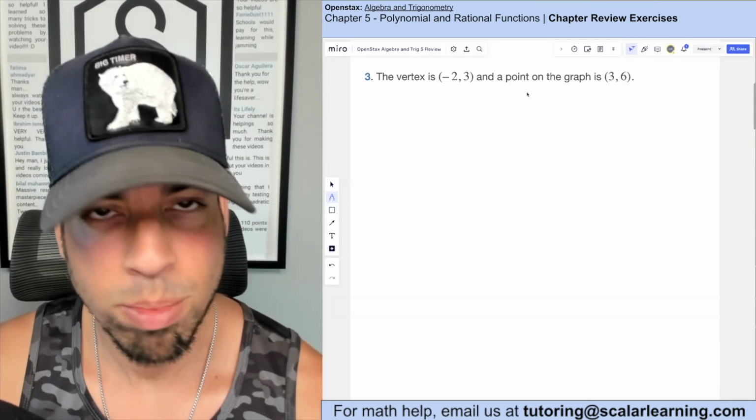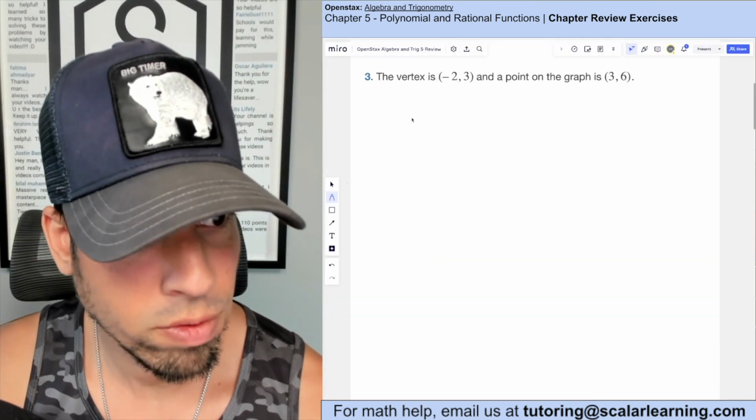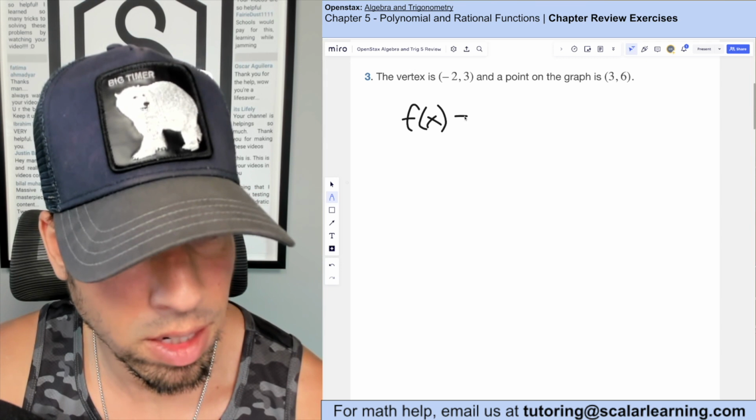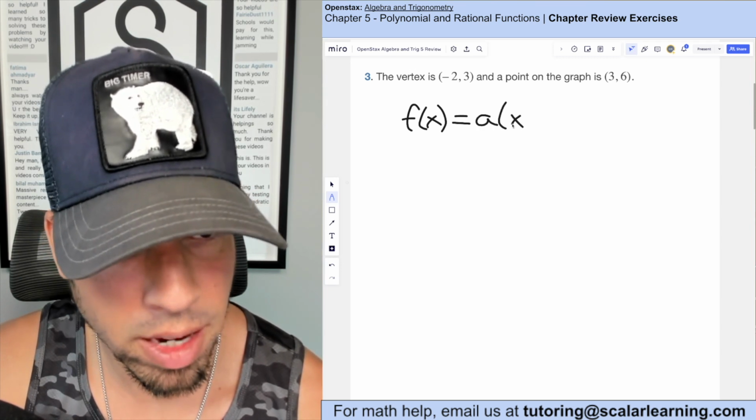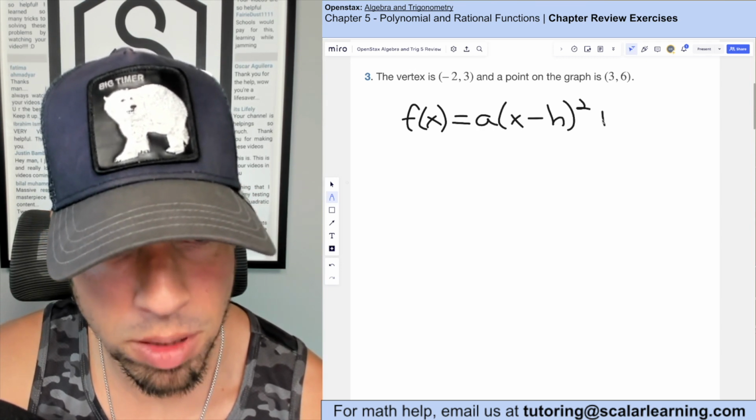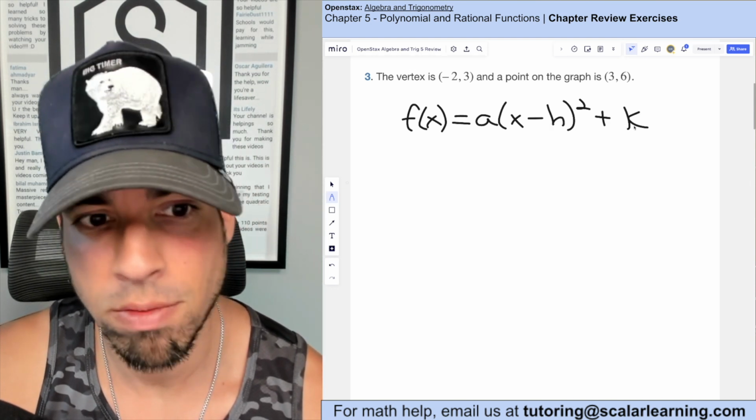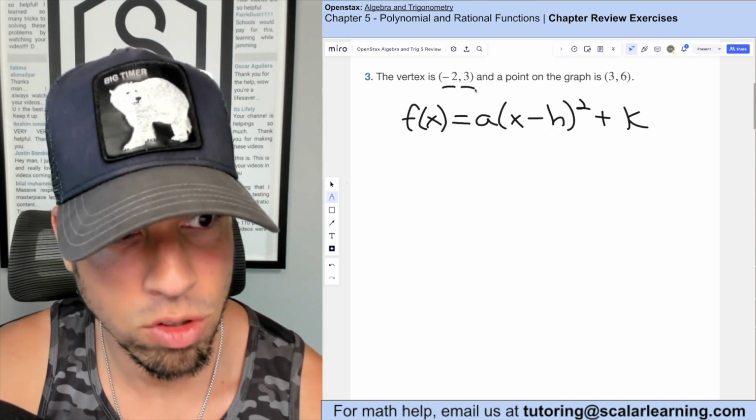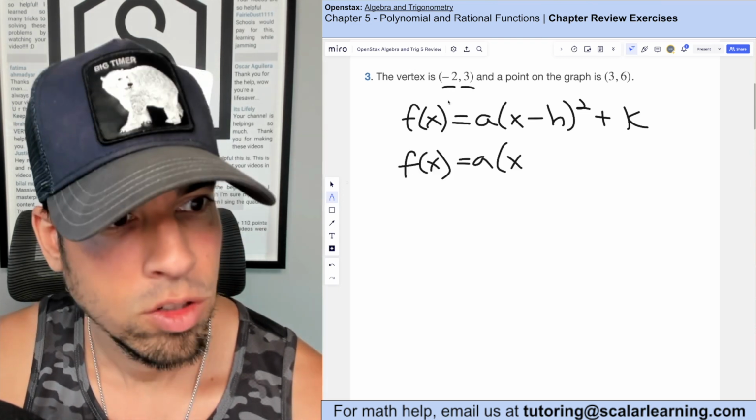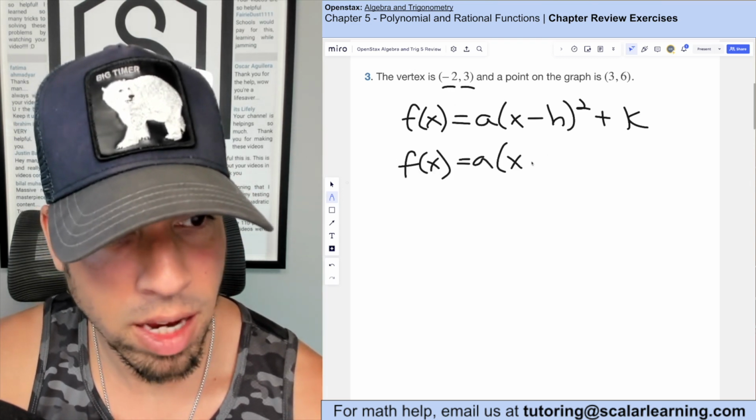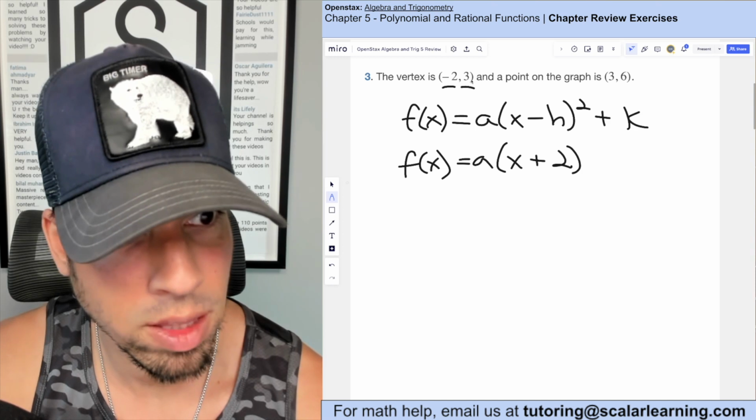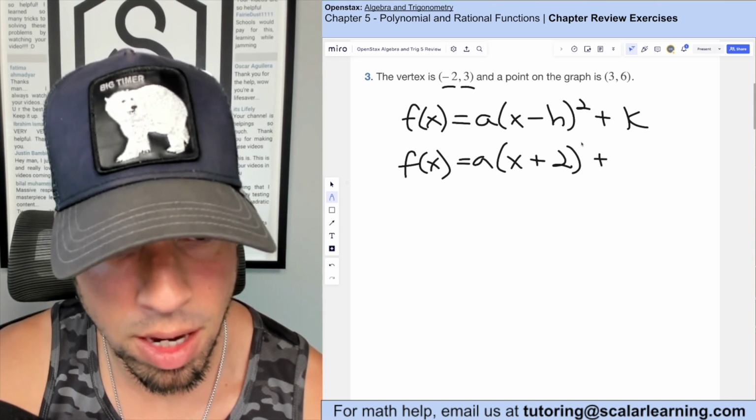For this one, we're going to put it in that nice standard form. So we start with f of x equals a times x minus h squared plus k. The nice thing is h and k are the coordinates of the vertex. Since I know the vertex is at negative 2 comma 3, I can plug and chug. So minus negative 2, that's the h, is actually going to be plus 2. And then that positive 3 is out here for k as is.